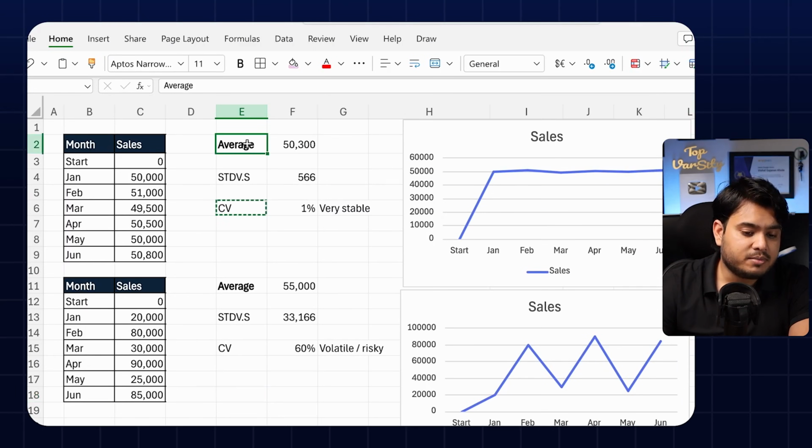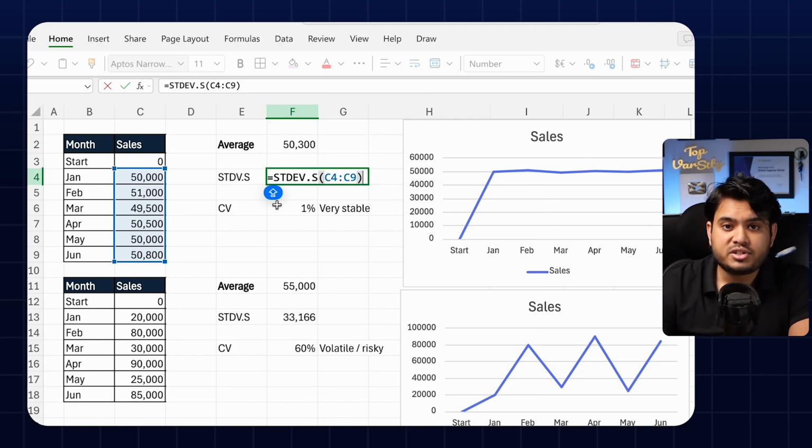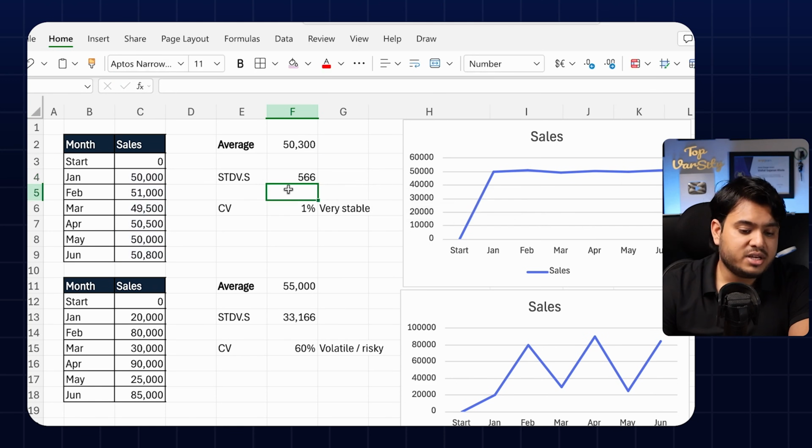On the basis of this table, we have calculated multiple things. First we have taken the average. Second, we have taken the standard deviation, and this is the sample data standard deviation. Then we divided our standard deviation by the average. We got 1%, and according to this table, it's very stable. We can calculate other things on the basis of the data.